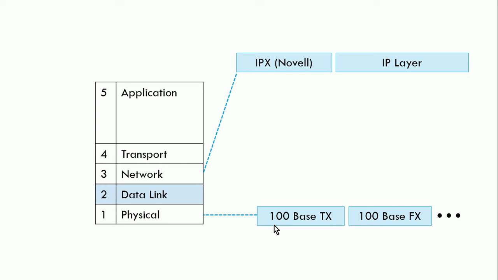The IP layer, the Internet Protocol, is the most common, and it's the one I'm talking about in this presentation. 99.9% of all networks use the Internet Protocol. The Internet uses the Internet Protocol, so it's the most common. But some networks still use IPX, which is an older Novell standard.